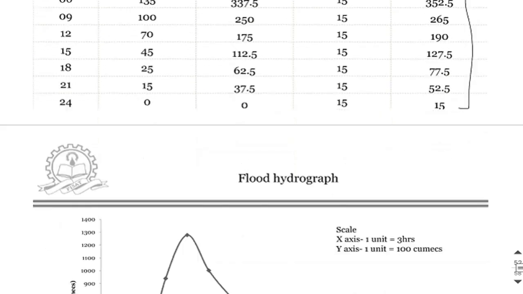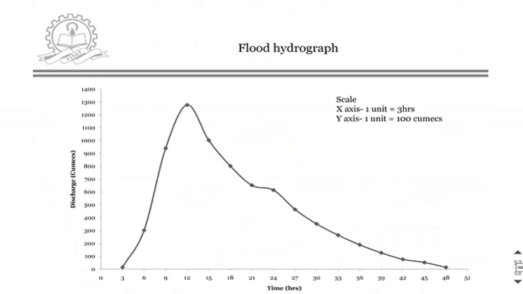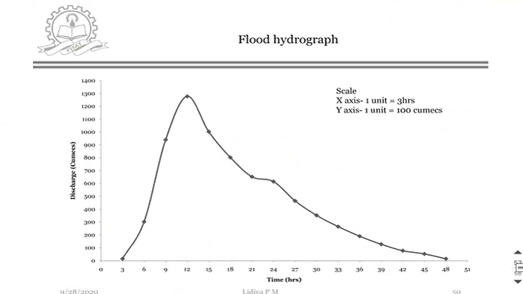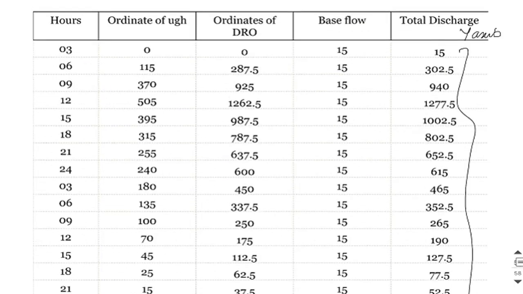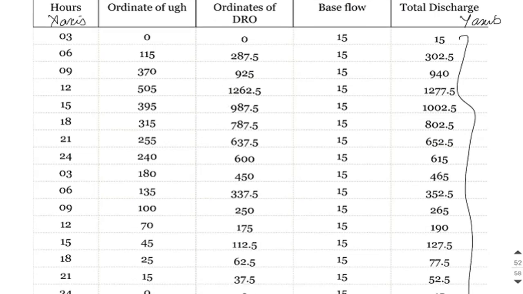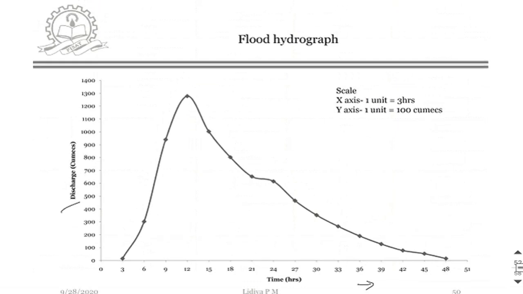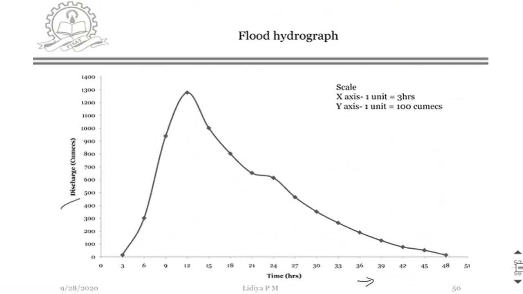And here you have to plot the storm hydrograph. The x axis represents time and the y axis represents the total discharge. So this represents the y axis, this represents the x axis. Draw the hydrograph by taking a proper scale.